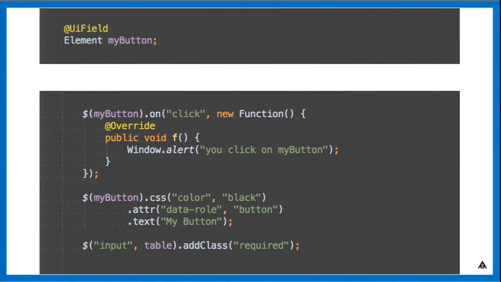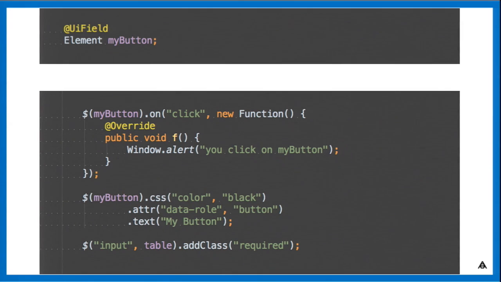So this is just a little example where I have an element, my button, that is defined in a UiBinder template, so I can inject it in my class using the UiField. If I want to listen to the click on this button, I just use the $ method of jQuery to say, okay, on click, call this code. I can also manipulate the element. Here I change the CSS, I set an attribute, and I set the text of my button.